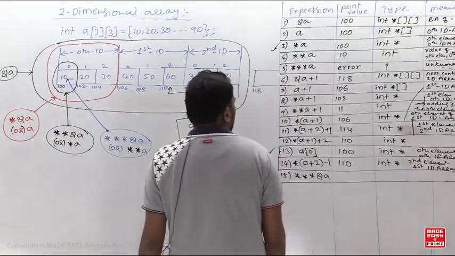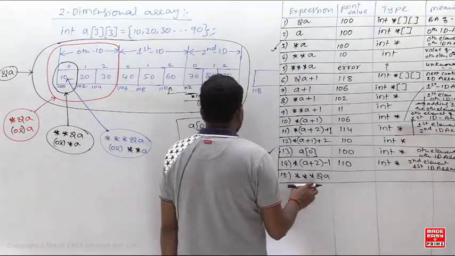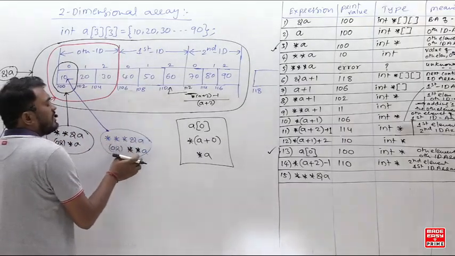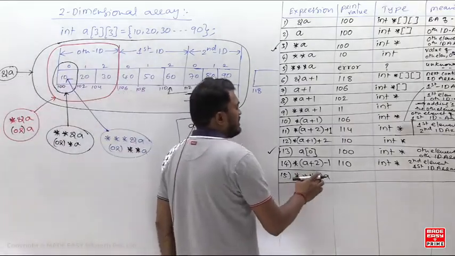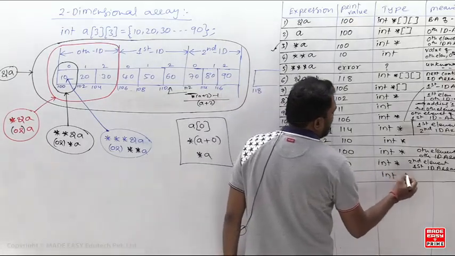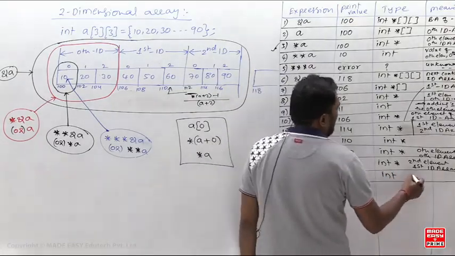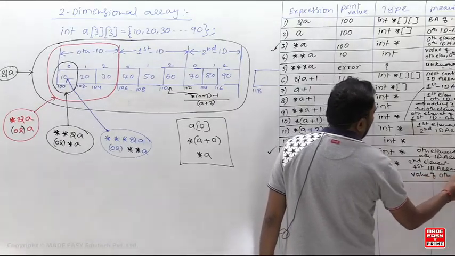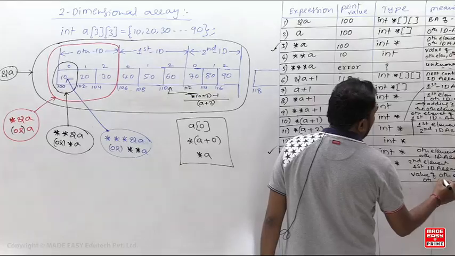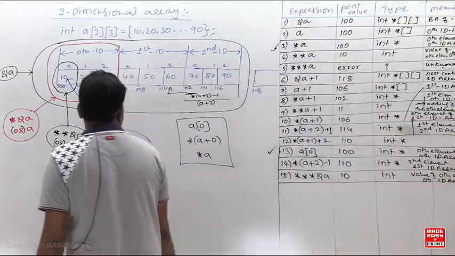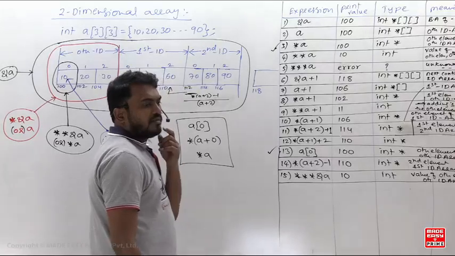Okay. Right, so triple star ampersand A is exactly the same as what? On the board it is the same as what? Double star A, because star and ampersand cancel, so it is the same as double star A. So it will print 10 and the type is an integer. What is that? Value of the 0th element of the 0th 1D array. Yes or no?